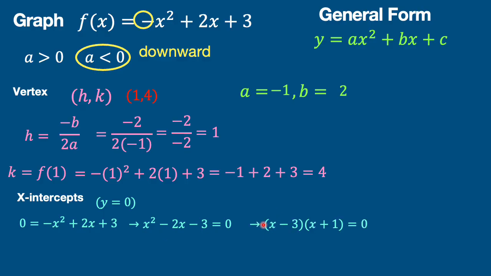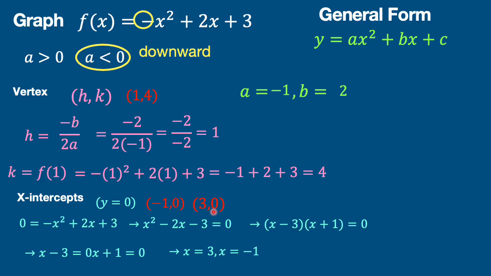(x minus 3)(x plus 1) equals 0, which means x minus 3 equals 0 and x plus 1 equals 0. So x equals 3, x equals negative 1. So the x-intercepts are (negative 1, 0) and (3, 0).